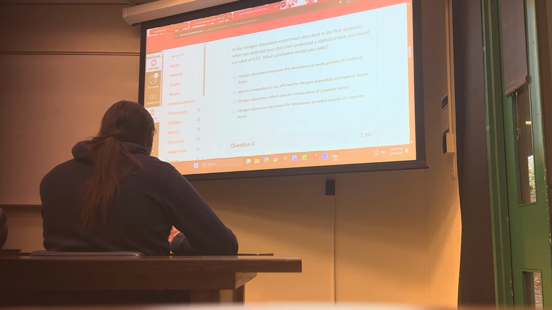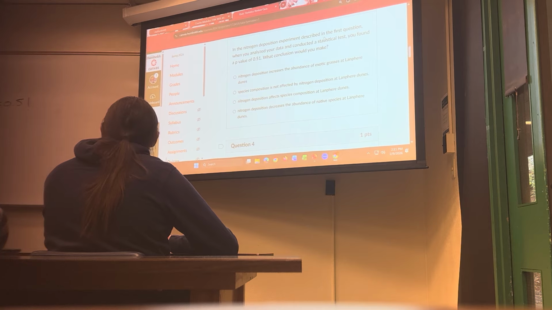In the nitrogen deposition experiment described in the first question, you analyze your data and you get a p-value of 0.51. So let's change our data a little bit. Say it looks like this. Boom, boom. I want it to look like this. That's perfect. I wouldn't say perfect, but it's good enough. All right, p equals 0.51.